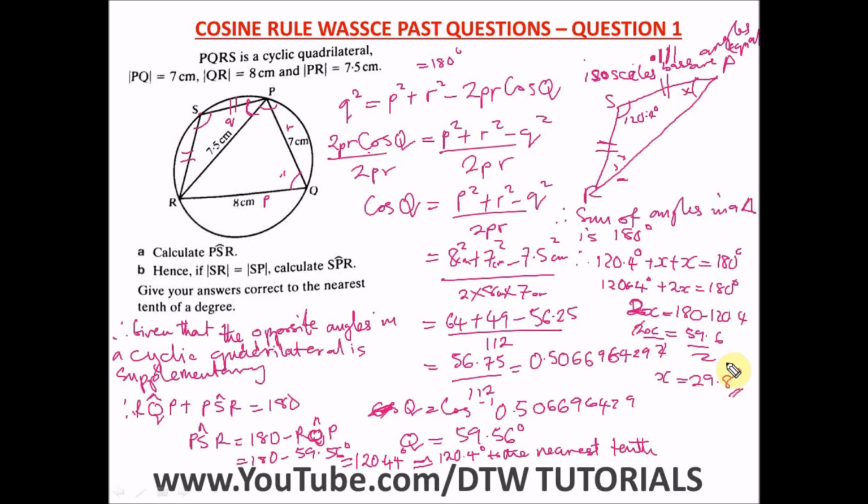This is also in your nearest 10, so you leave the answer this way. So x is what? 29.8 degrees. And you now state, you say therefore angle P, which is SPR, is equal to what? 29.8 degrees. So this is our answer.